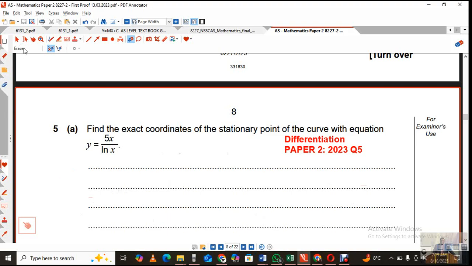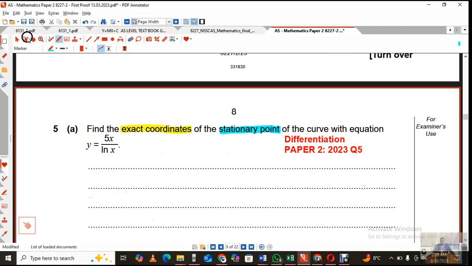So we are doing a question here on differentiation, question 5 of the paper of 2023 AS level. Now, it says find the exact coordinates, and just go ahead and highlight that so that you know that at the end of the day, we are not going to surround our answers.